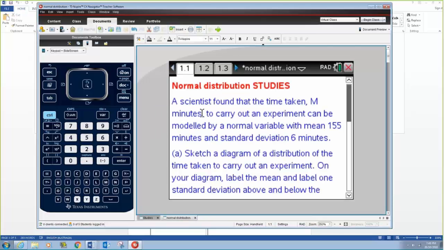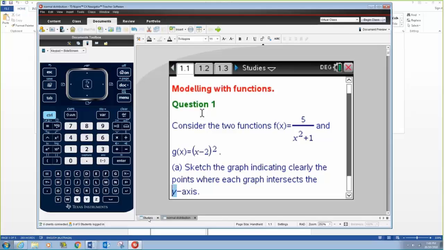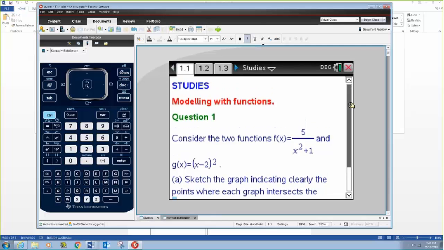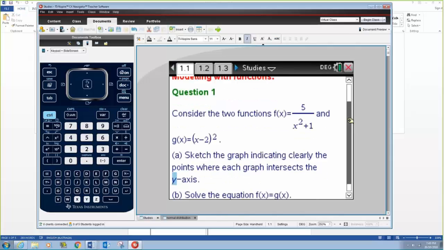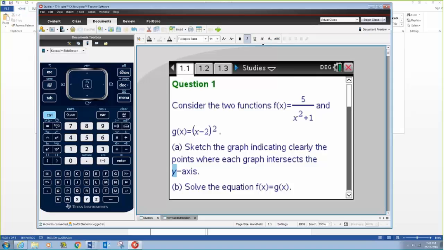So next one I will look at is a few studies questions. On every paper you will have the questions on modeling with functions, and they call them sort of unfamiliar function, even though here we just have the reciprocal of a quadratic and a quadratic, but for study students, of course, those concepts are much more difficult.